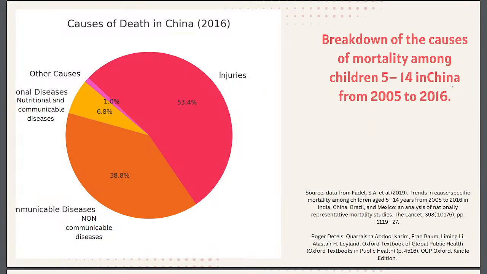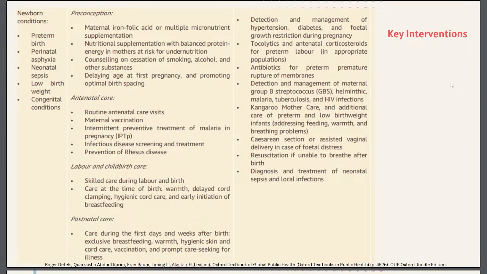Then we have something known as delayed cord clamping. It is said that after the baby is born, the cord should not be clamped immediately. You should wait at least 30 seconds, so that the baby receives that 10-20 ml of blood from the mother, and ultimately that will prevent the child from developing anemia maybe later on in the future.